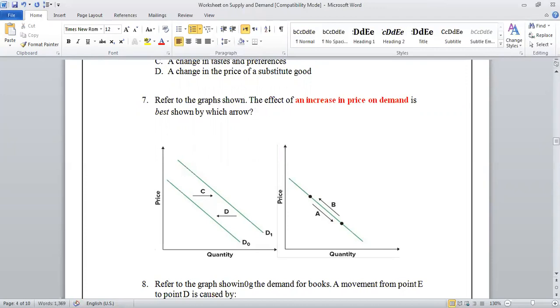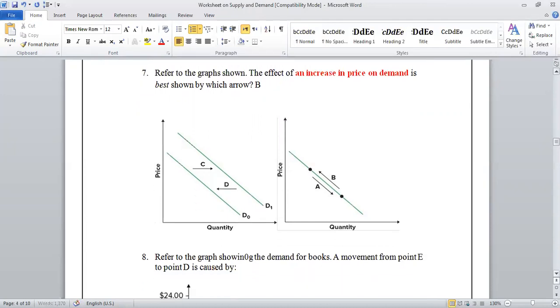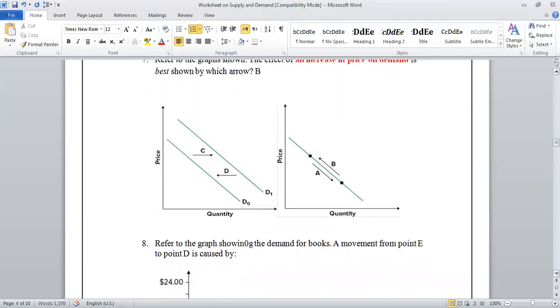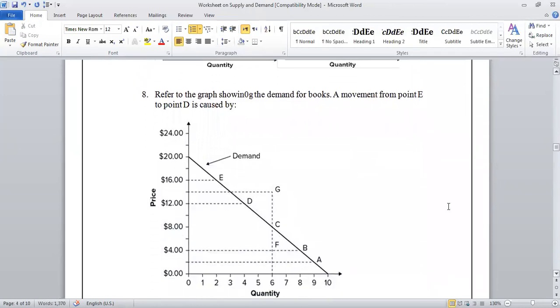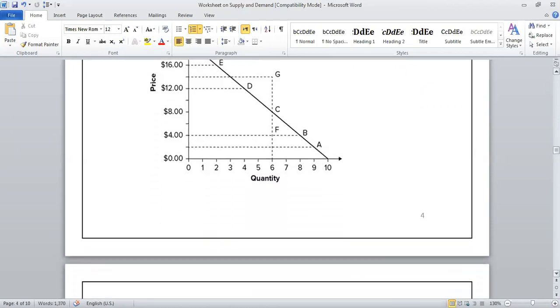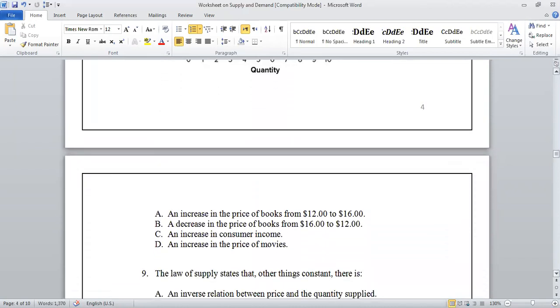All right. Next question. 8. Refer to the graph showing the demand for books. So here you have the price of books and here you have the quantity of books. A movement from E to D is caused by what? What happened from E to D? Prices decreased from 16 to 12. You have a decrease in price from 16 to 12. So this is your answer right here.